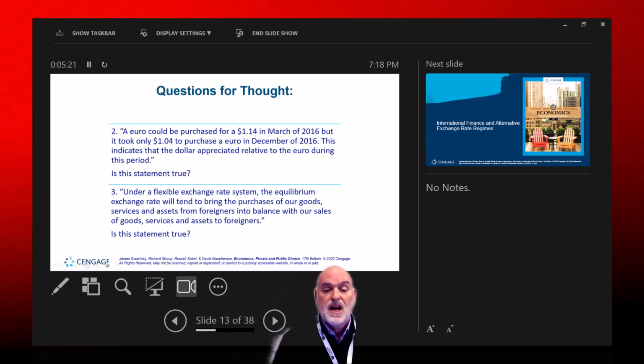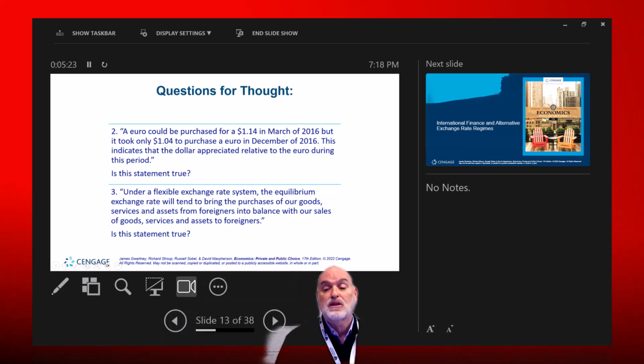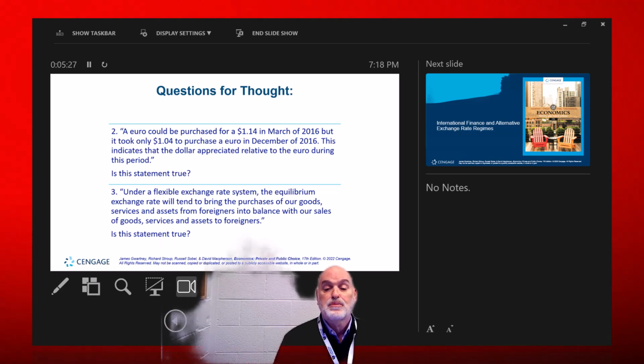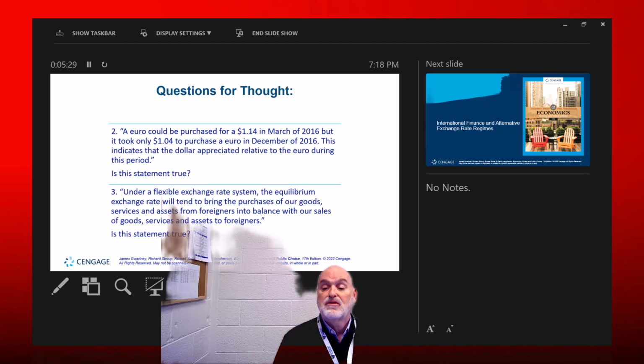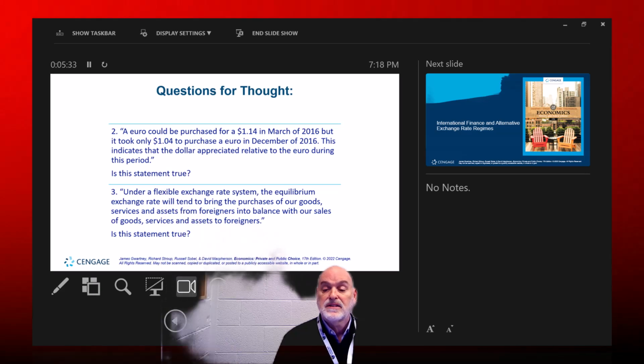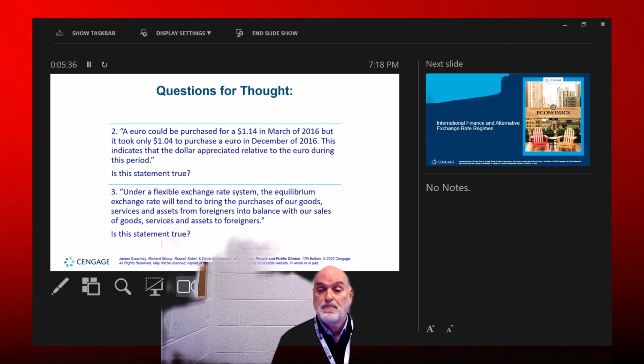Number 2, a euro could be purchased for $1.14 in March of 2016, but it took only $1.04 to purchase a euro in December of 2016. This indicates that the dollar appreciated relative to the euro during this period. Is this statement true?